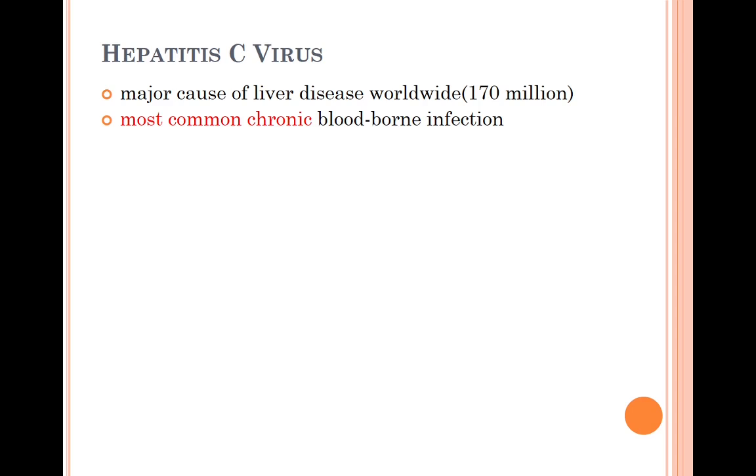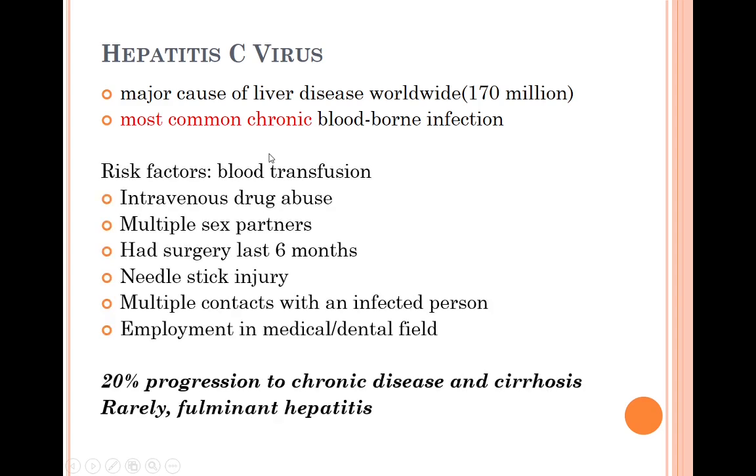Now coming to the next virus, which is very, very important, and this is a very dangerous virus, much more dangerous than B, because it can go into chronicity very, very high. Most of the cases go into chronicity, unlike hepatitis B. Okay, so this is the most common cause of chronic bloodborne infection. And there are so many risk factors. These risk factors are the same actually even for hepatitis B. Okay, they are common. Everything is based on parenteral risk factors.